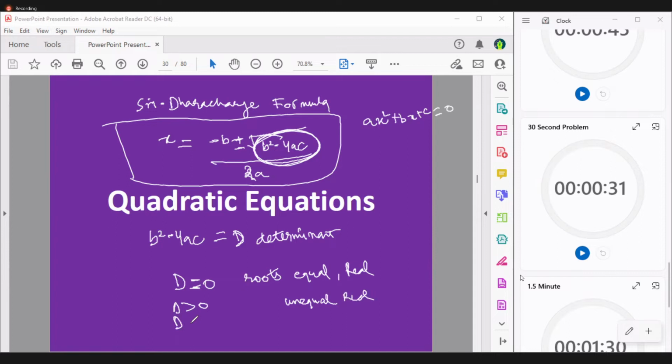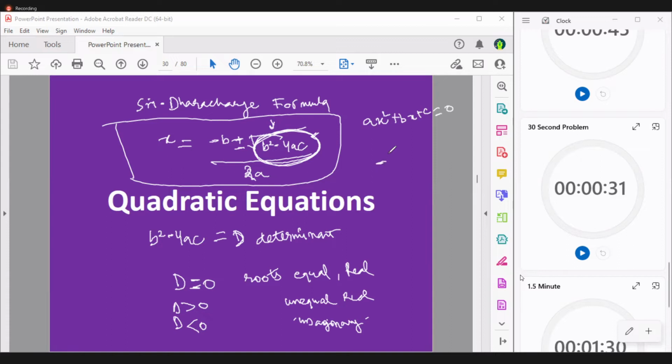And if the value of D is less than 0, then the roots are imaginary, and they would be unequal. Now the thing is, why does this happen? Because the value of D is under the root, which is why it is the determinant. So if the value of D is 0, then this becomes 0 altogether.